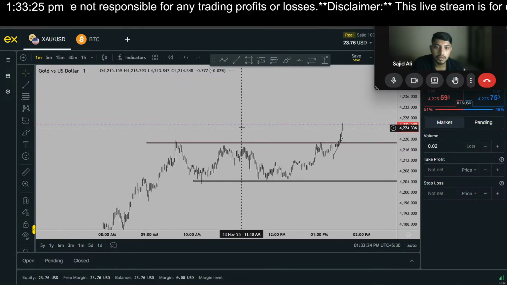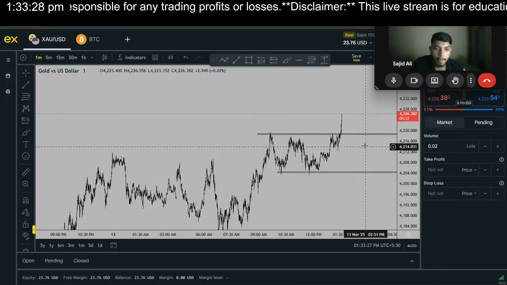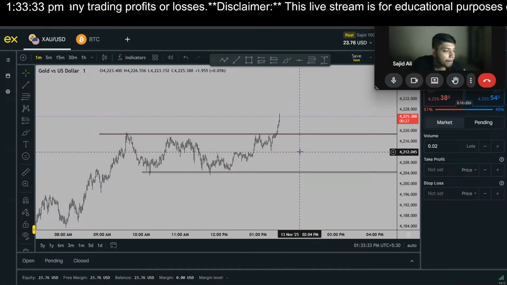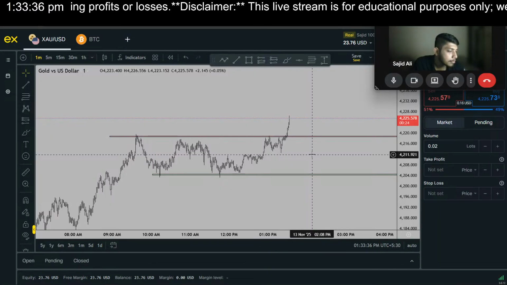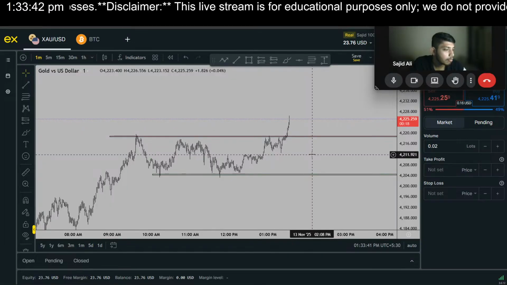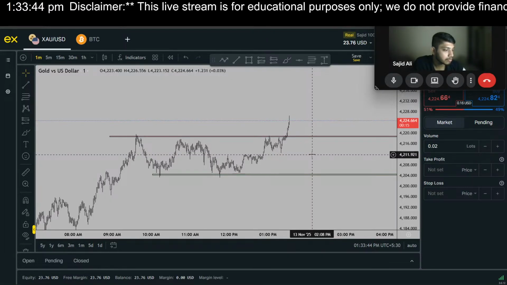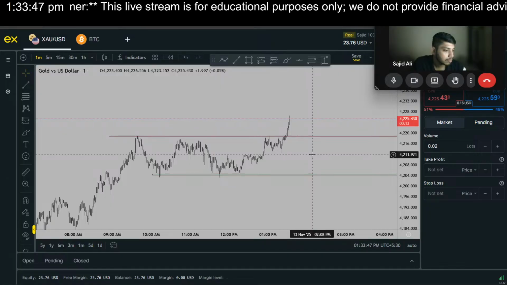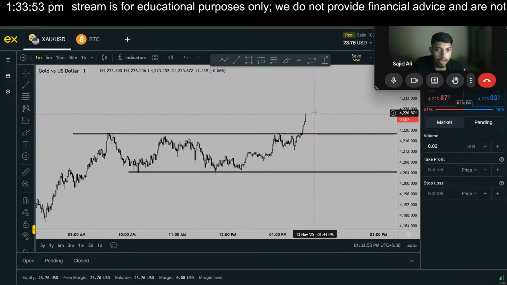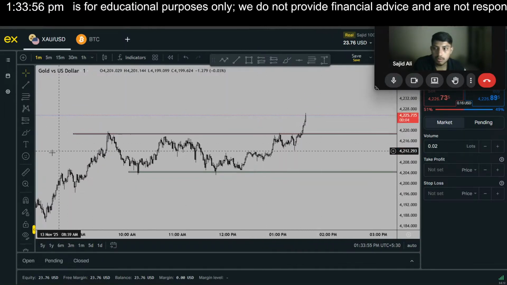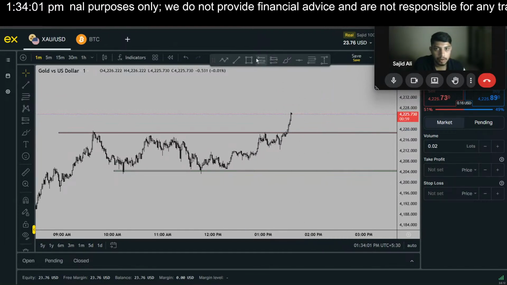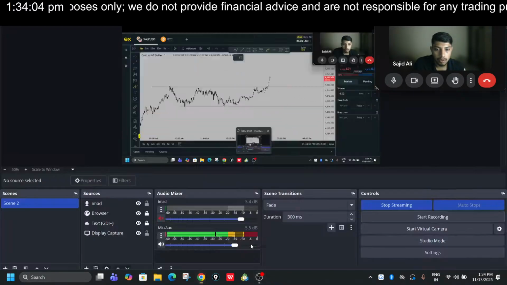Giving a big breakout here. Fine. Now, how many pips breakout is this? Around 74 pips breakout, right? We'll wait for Bitcoin.